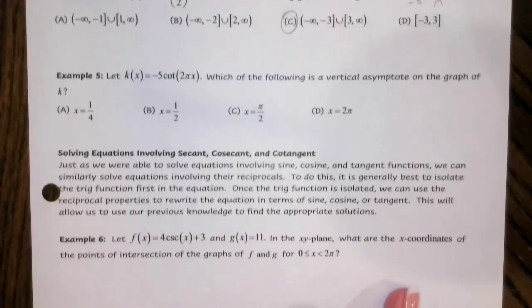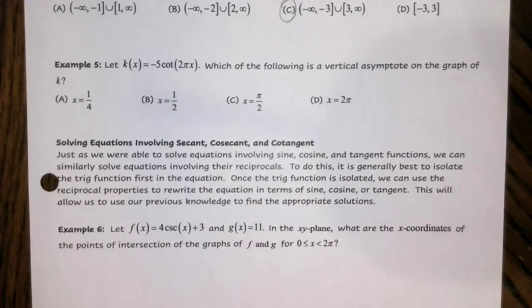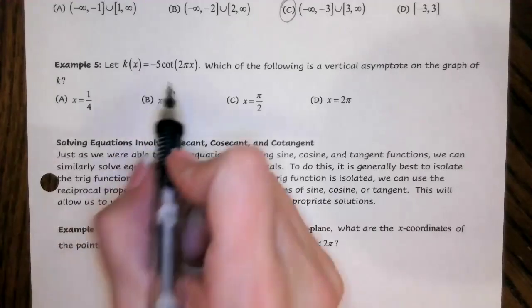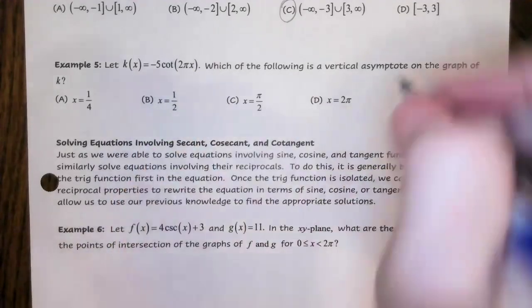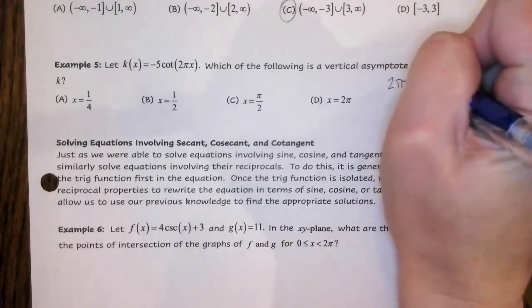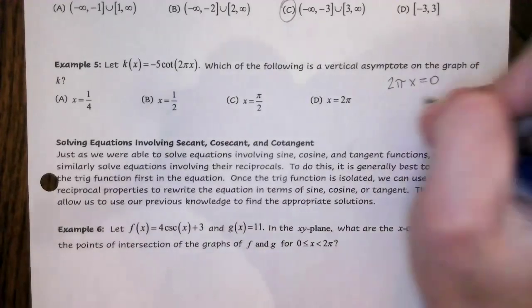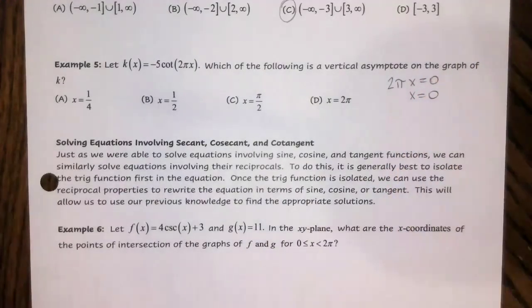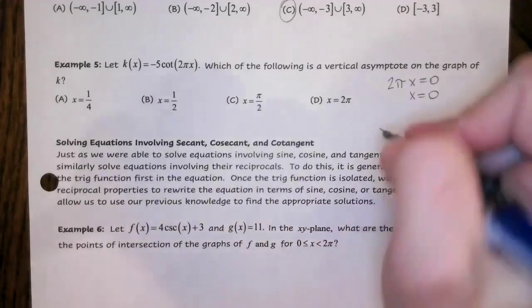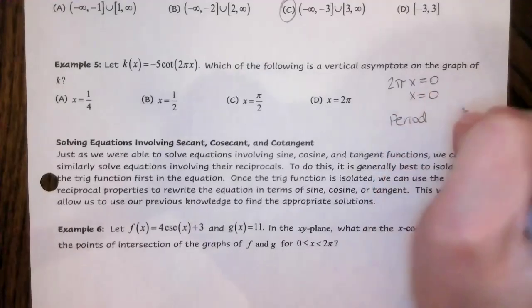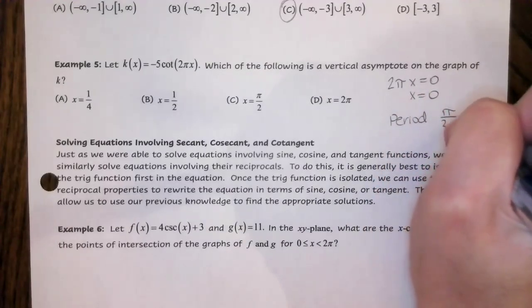All right, let k of x equal negative 5 cotangent of 2 pi x. Which of the following is a vertical asymptote on that graph? Remember we said just like the tangent one, you want to take this center part right here and set it equal to the original. So I'm going to take 2 pi x and I'm going to set it to the original, which in this case is 0, so it makes things a lot easier. I can divide by 2 pi here, and I get x is still 0 because 0 divided by 2 pi is still 0. Then I find my period. And so that is pi over 2 pi.